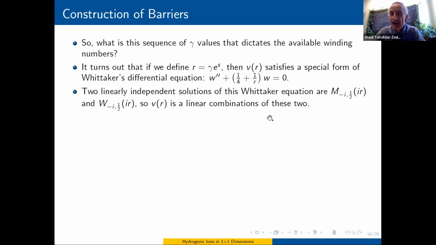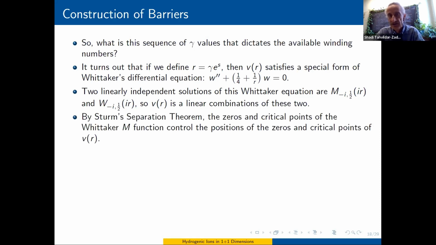And this equation has two linearly independent solutions. These are called Whittaker functions. There's a Whittaker M function and there's a Whittaker W function. They usually have two parameters. We have to choose these particular parameters here. And also notice that the argument of them is imaginary, right? So the other name for Whittaker functions with imaginary argument is Coulomb wave functions. That's another name for them. So V being a solution of this ODE will be a linear combination of these two. This is a standard ODE.